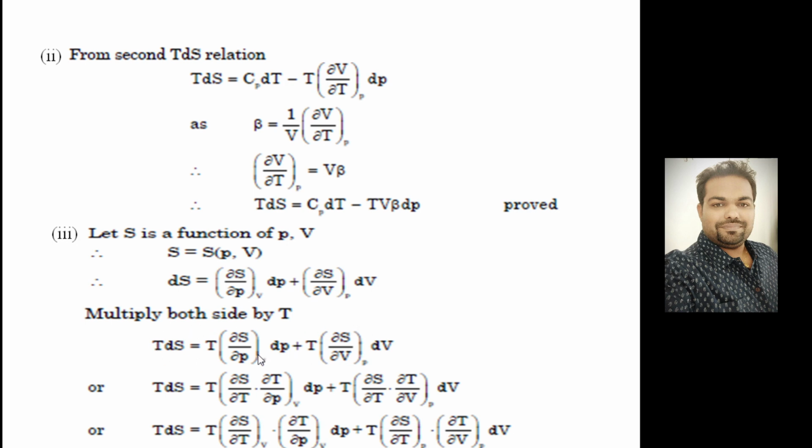Now look at this term. This is ∂S/∂P at V, and already we know that entropy is also a function of temperature and pressure. So this term can be divided into two terms: ∂S/∂T into ∂T/∂P. Anyway, this and this will cancel out, and you will get only ∂S/∂P. So this term has been divided into two partial derivatives: ∂S/∂T into ∂T/∂P at constant volume.